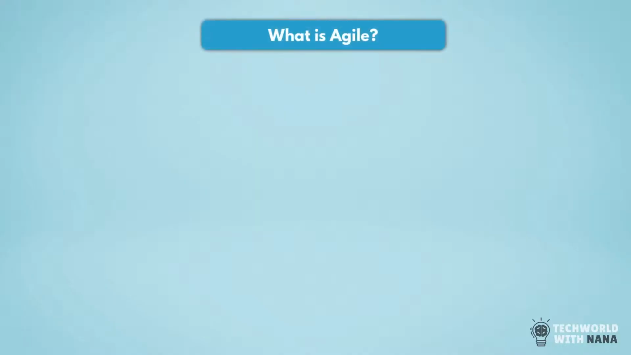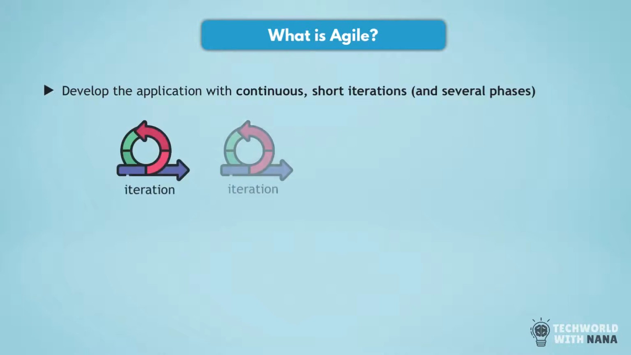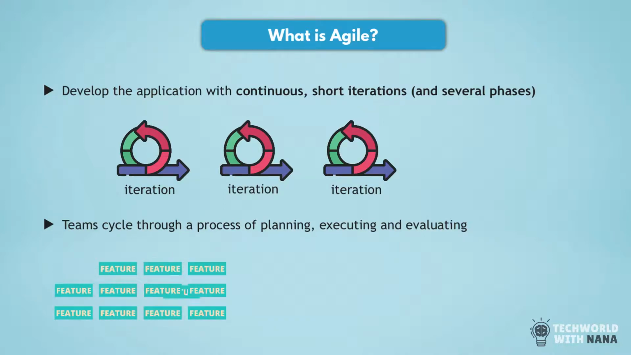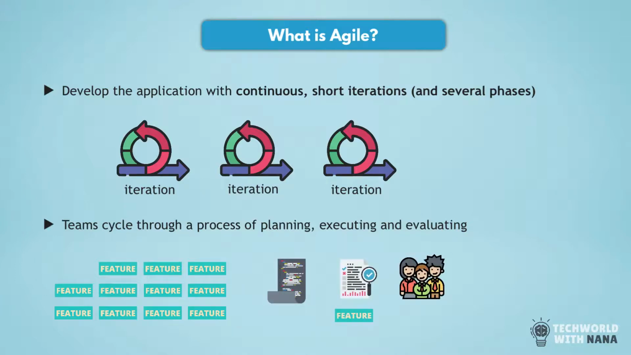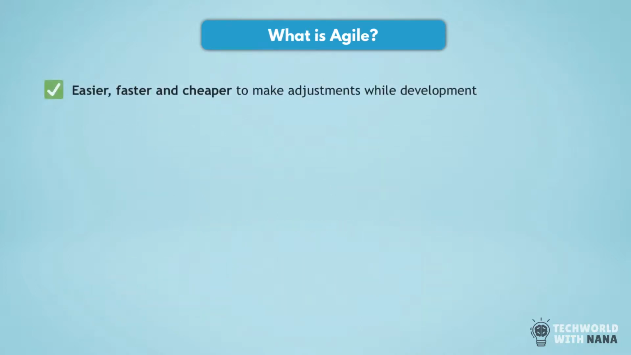So Agile is basically a practice that helps develop an application with continuous short iterations. It breaks down the whole application into smaller chunks, and these small chunks can be developed, tested, and then validated by the customer in shorter iterations. This means it's easier and faster to make changes while developing the application. It's easier and faster to find any issues and revert them or fix them. And it gives you a lot of flexibility in your application development process.